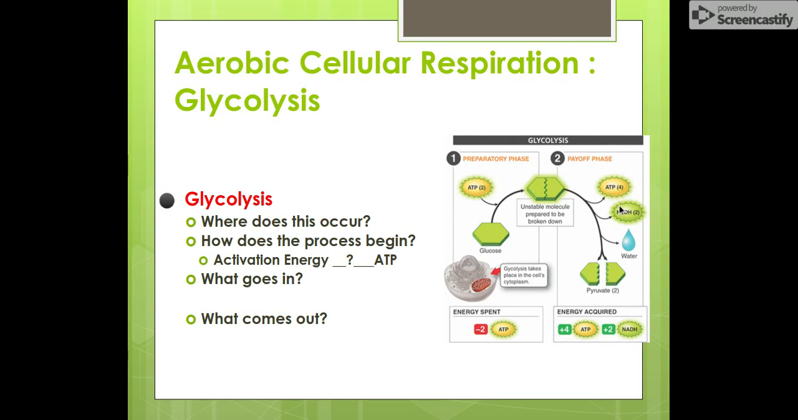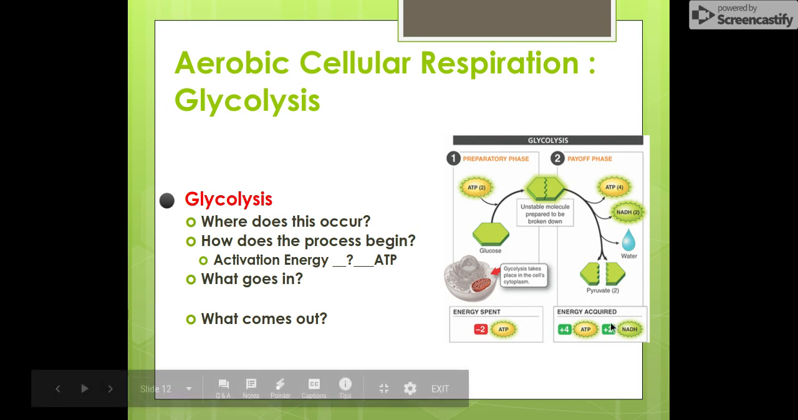We've got these electron carriers, this NADH. So we're picking up some electrons and protons here. And then we're producing water through this process as well. So water is one of the products of cellular respiration, this whole process. And we see that some of it is made here. And so we end up getting these 2 pyruvate molecules.